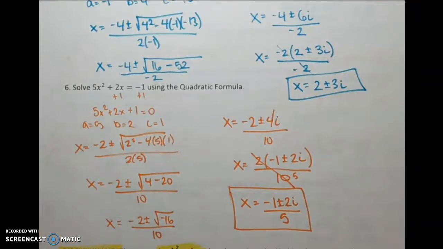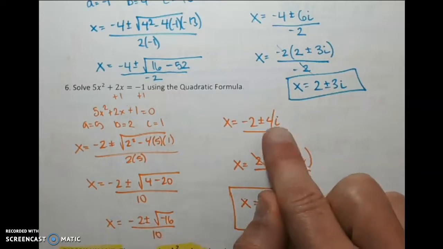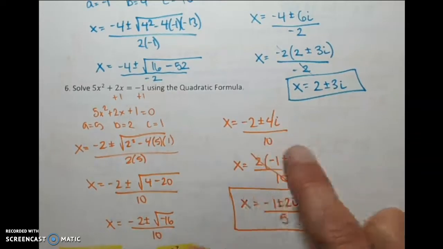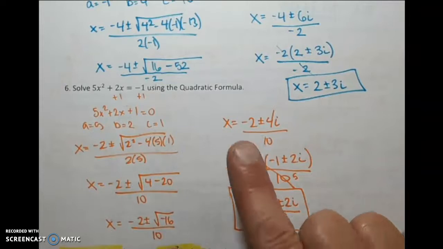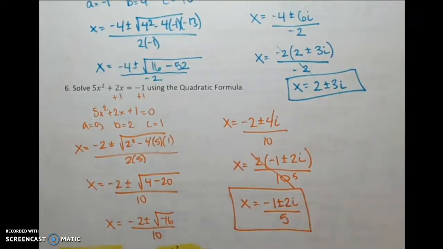Alright, there we go. Same idea: get 0 on one side, plug it into the quadratic formula, simplify, and we get negative 2 plus or minus the square root of negative 16 over 10. Negative 16 under the radical would take plus or minus 4i. I factored out a 2 there, which I can cancel with the 10. Even though I still have a 5 left in my denominator, I get x equals negative 1 plus or minus 2i over 5.